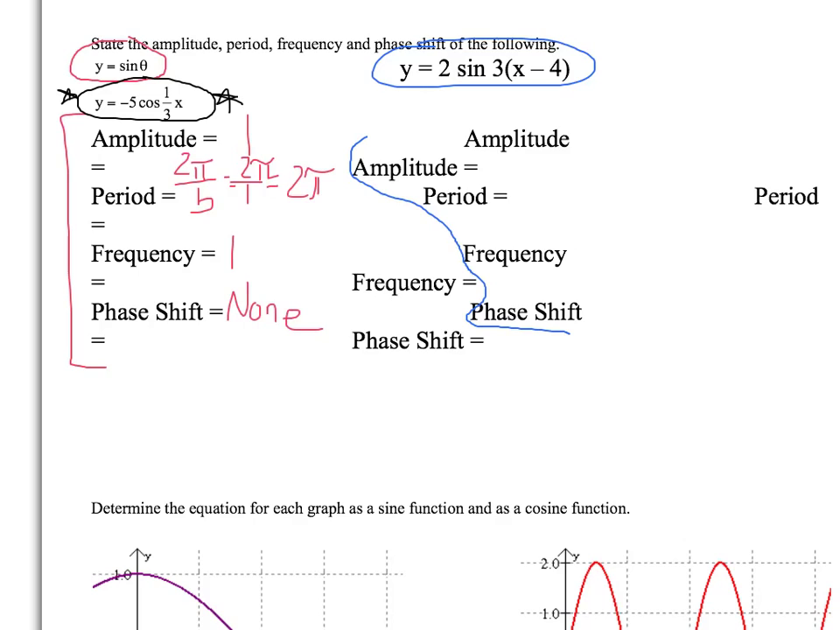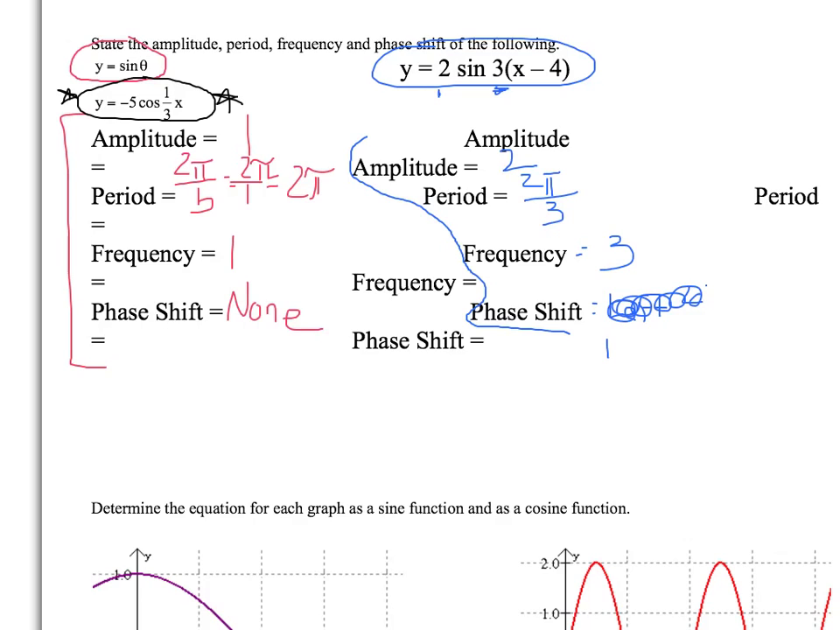To practice again with the one in blue, the number in front of the sine is a 2, so that's my amplitude. The number in front of the x is a 3. That's my frequency. Period is 2 pi divided by the number in front of x, so 2 pi over 3. And my phase shift is minus 4. Minus means move it to the left.